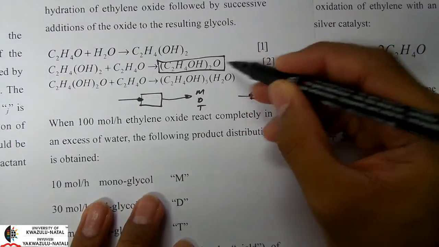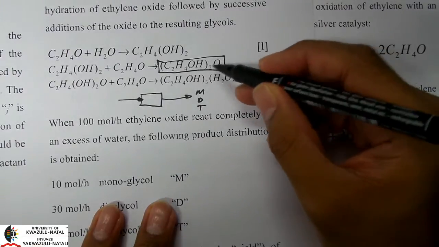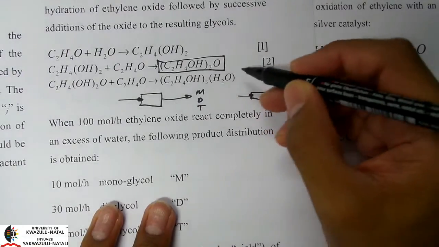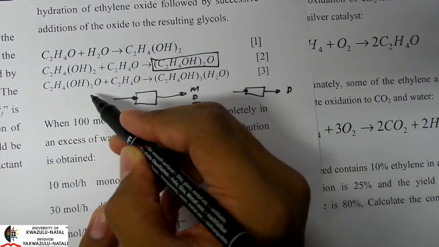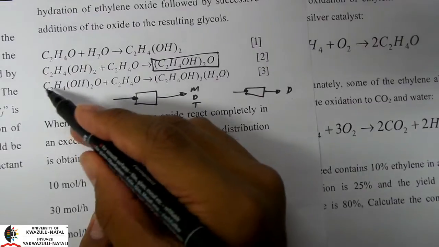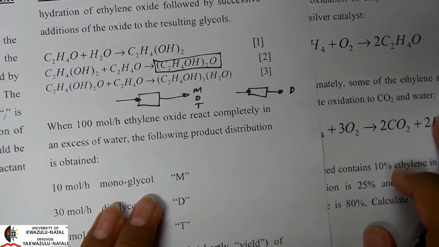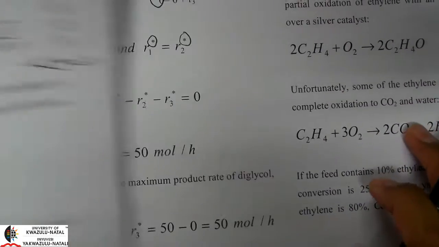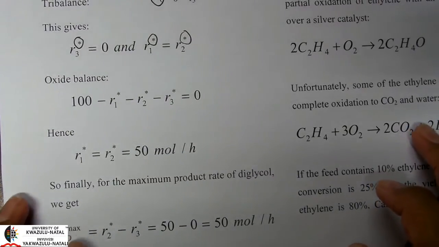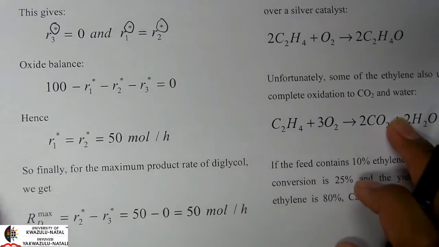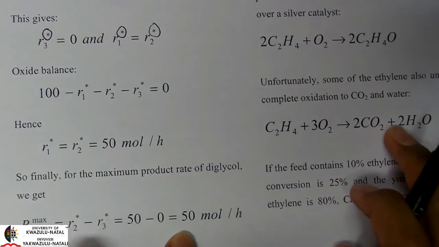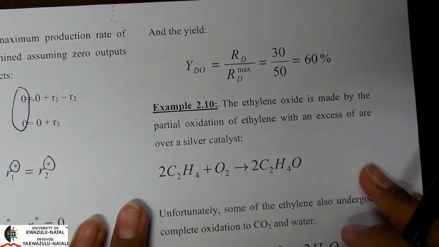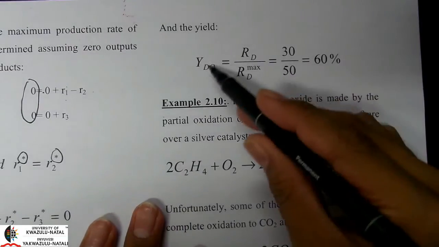diglycol is produced in reaction 2, so we have a stoichiometric coefficient of 1, so that's 1 R2 star, and it's used up in reaction 3, consumed, so we have a minus 1 R3 star. Okay, and that will be our overall production rate. So that's our RD max, and as follows, it's equal to 50. So we have our maximum production rate and our actual production rate. Therefore, we can obtain our yield.